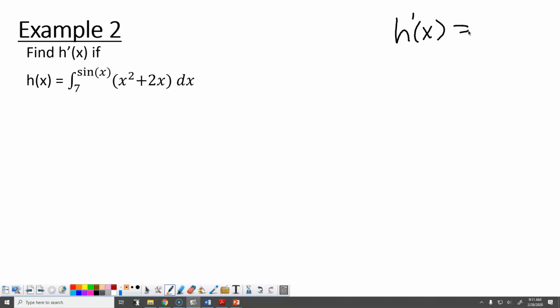Orion, what is h prime of x? X squared plus 2x. There you go. Nice. So if we just ignore these limits for a minute, and think of this as an indefinite integral, the derivative of h would just be the integrand there, right? All right, so keep that in mind.